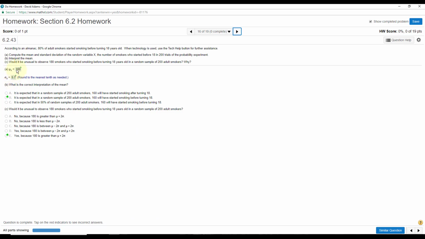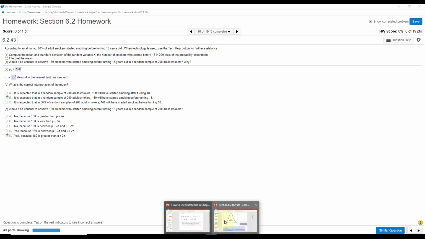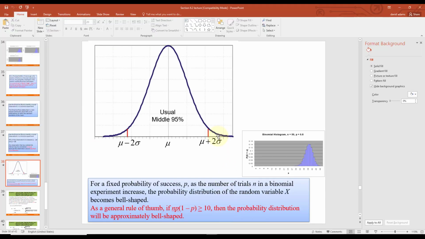So we compute the mean, NP, we compute the standard deviation, the square root of NPQ, and we also notice that NPQ is greater or equal to 10. And so would it be unusual to observe 180 smokers, who started smoking before they turned 18, in this random sample of 200? Well, we compute mu plus 2 standard deviations and mu minus 2 standard deviations, and notice this 180 falls higher than 2 standard deviations above, and so it's in the area we call unusual.